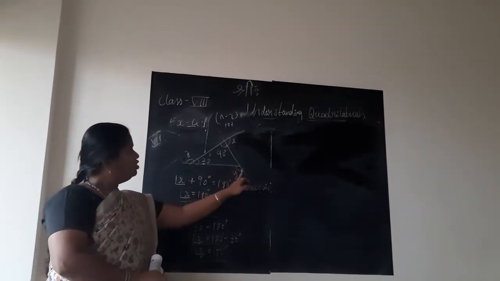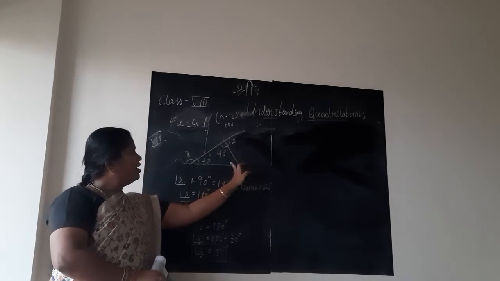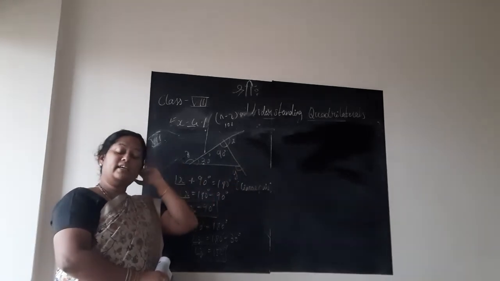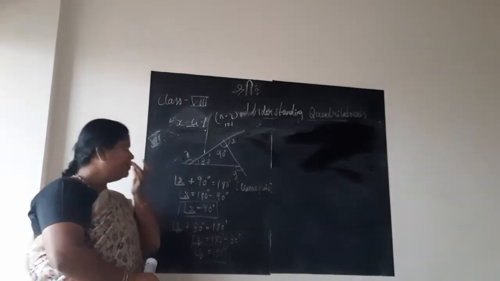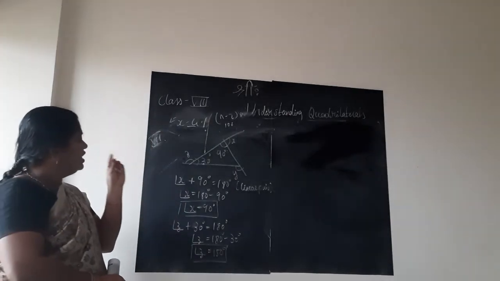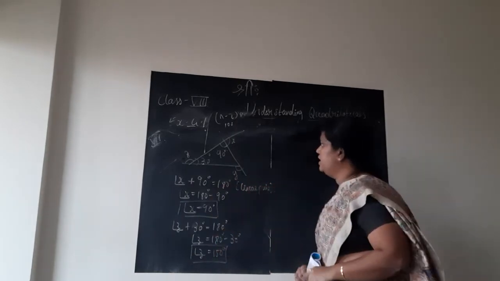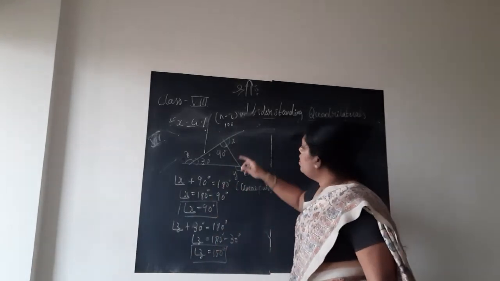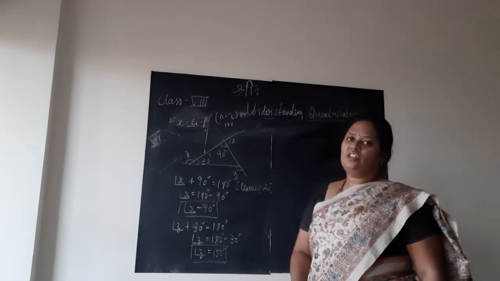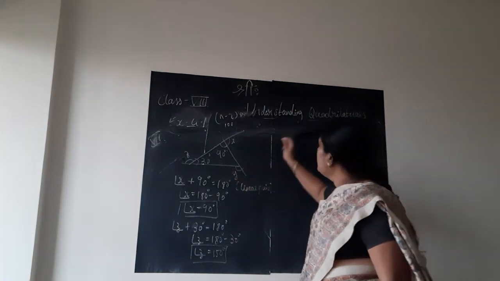But in order to find y, you don't know any of the three angles. What to do? You have studied in the 7th standard, no, children. Now angle y is the exterior angle. It is not inside this triangle. Yes, x, y, z, all three are exterior angles. So you have studied, no?